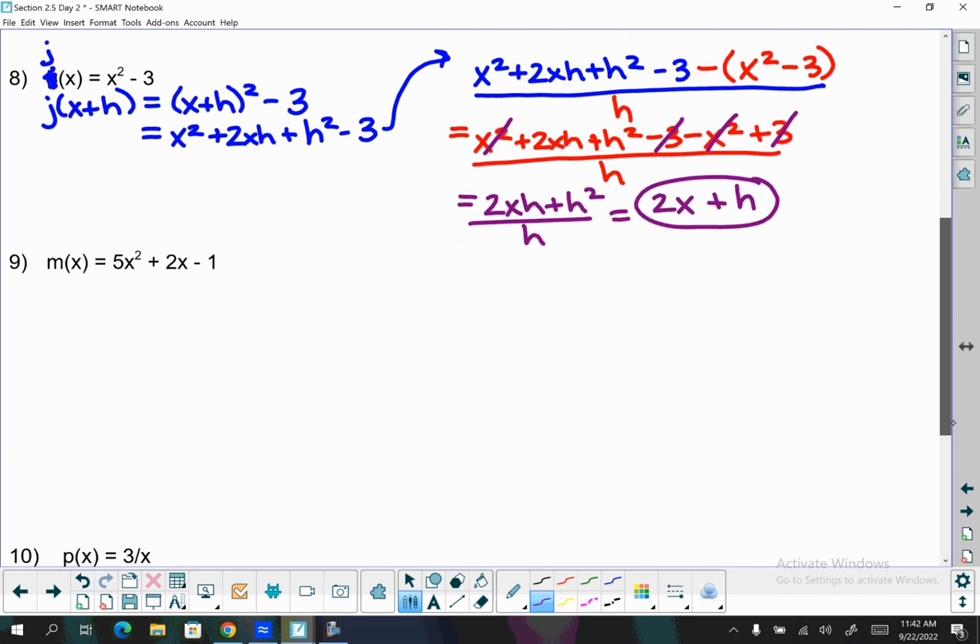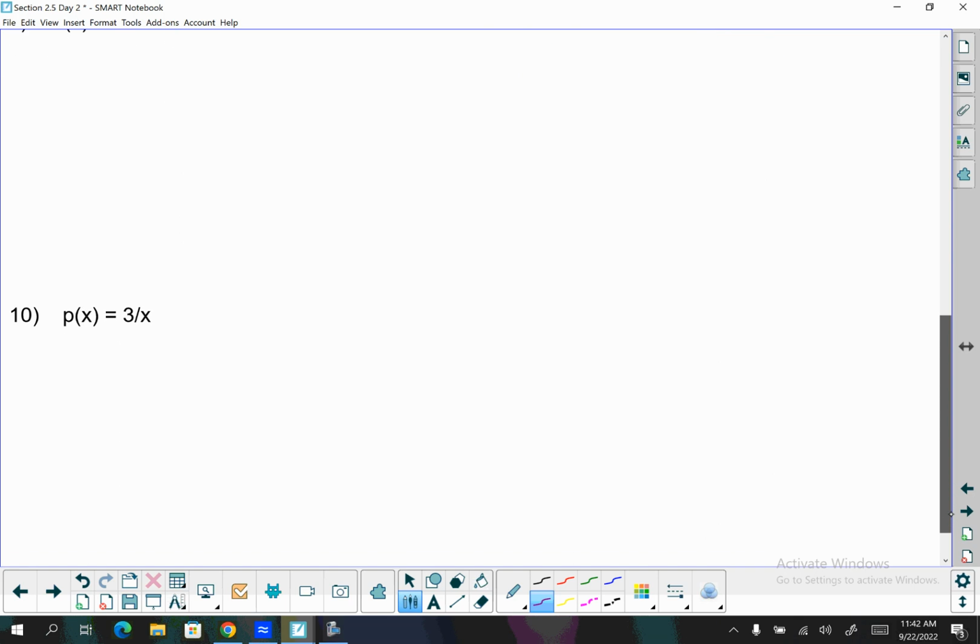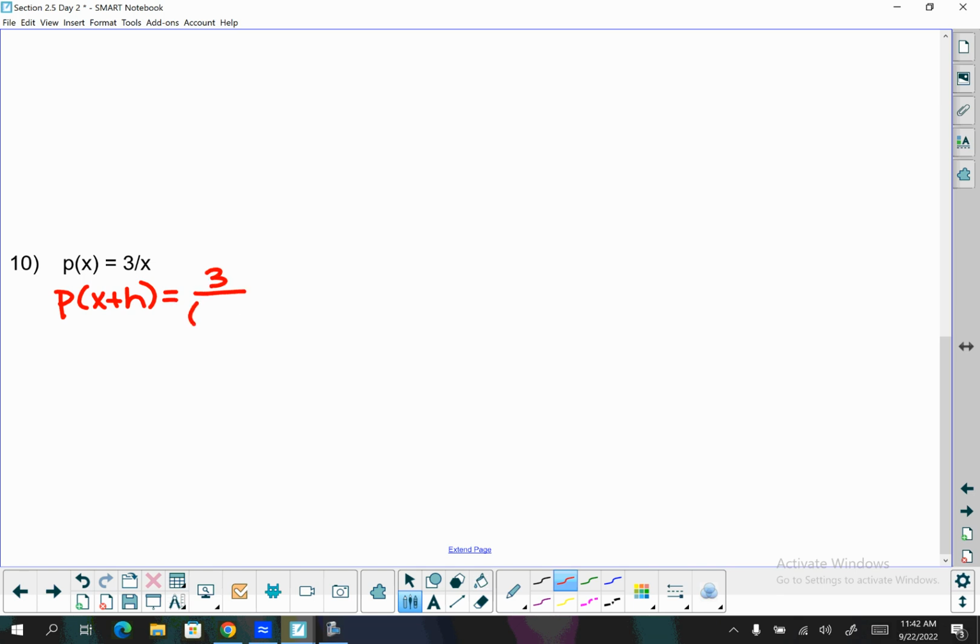All right, let's hop down to number 10. We're going to do that one together, and then I'll let you guys try 9 on your own in a minute. All right, find the difference quotient. Start with p of x plus h. All right, so 3 over x plus h. And there's literally nothing you can do with that. That's it.